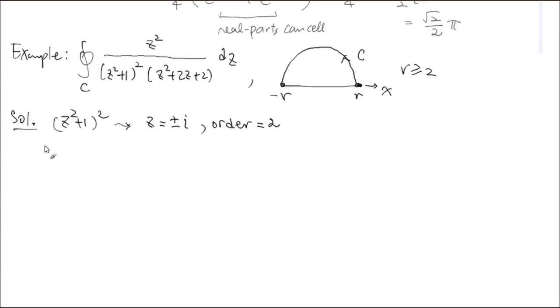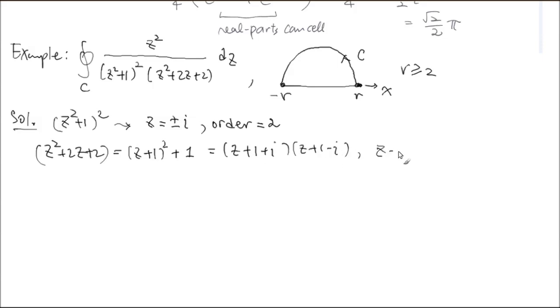But what about this one? z squared plus 2z plus 2. How are you going to factor this one? You complete the square, or you can use the quadratic formula. But if you complete the square, it's going to be like this, I think. Agree? 2z plus 1 becomes 2. Okay, you complete the square, and then you do the same factorization, z plus 1 plus i and z plus 1 minus i. From there we have z equals negative 1 minus i, and z equals negative 1 plus i, right?